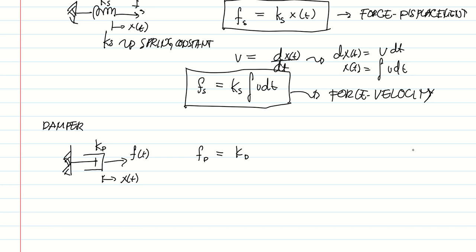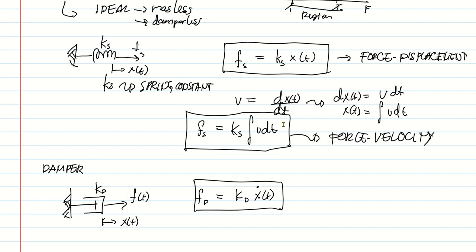You multiply this with the velocity, which is x dot of t. This means it's the first derivative of x with respect to time, because velocity is the derivative of x with respect to time. So I can just write it using the dot notation.